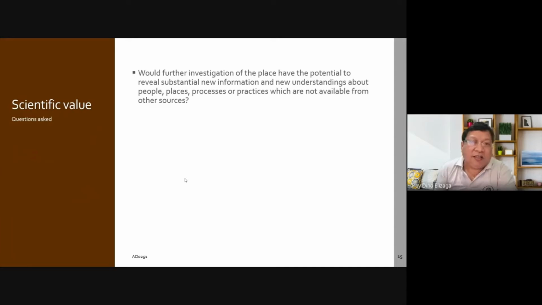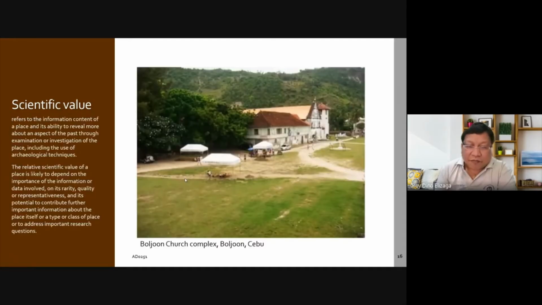When we assess in terms of scientific value, the question would be, would further investigation of the place have the potential to reveal substantially new information and new understanding about people, place, process, or practices which are not available from other sources? Okay. It says the scientific value refers to the information content of a place and its ability to reveal more about an aspect of the past through examination or investigation of the place, including the use of archaeological techniques.